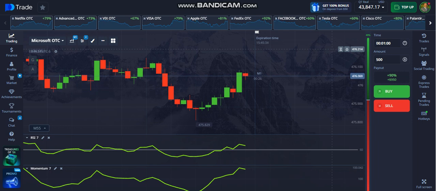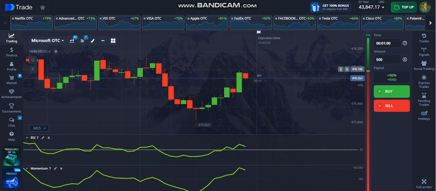So today I'm back on the Pocket Option platform and I'm going to be trading stock OTCs on the platform. So we have our different stock OTCs like Netflix, Visa, FedEx here at the top, here Facebook. Okay, I'm going to be utilizing two indicators.